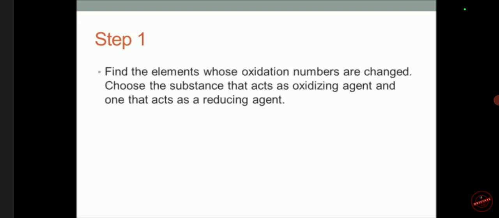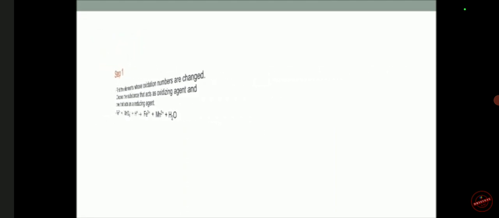Step 1 of the reaction: find the elements whose oxidation numbers have changed. Choose a substance that acts as an oxidizing agent and one that acts as a reducing agent. Today we are going to see the example of the reaction between Fe2+ and the manganate ion MnO4- reacting in an acidic medium to produce Fe3+ and Mn2+ along with some water.